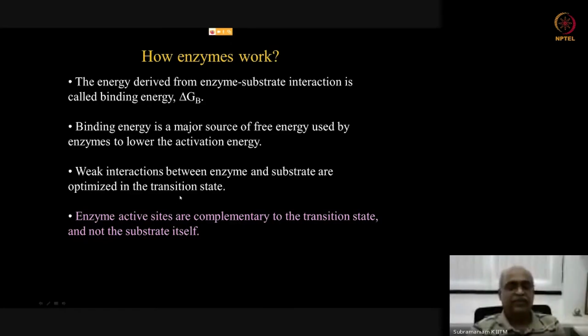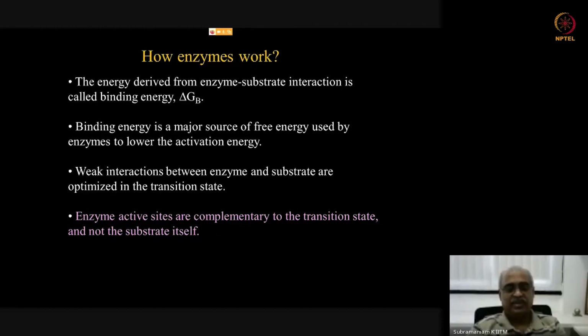And these interactions are optimized in the transition state. So this is something we need to specifically think about. The substrate binding to the enzyme is not like the way a key fits into a lock. Here, the substrate at the ground state fitting into the active site would be the same as a key fitting in a lock. Okay, the key outside or key inside, it is the same. It hasn't undergone any change in its structure.